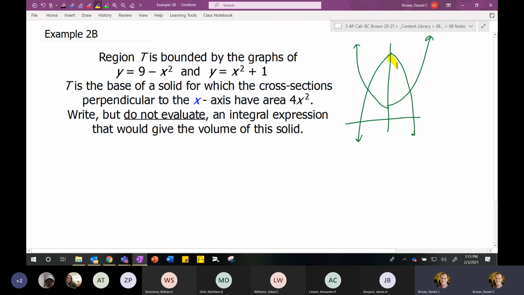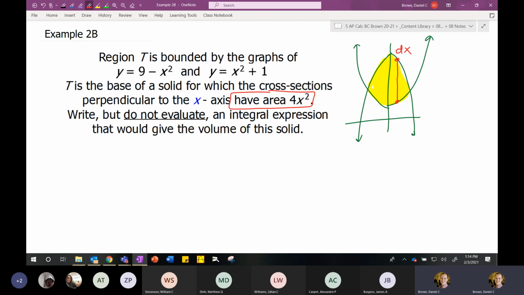What makes this one tricky, if we're reading along, is that T is the base of the solid, and the cross sections are again perpendicular to the x-axis. Since they're perpendicular to the x-axis, we still know this is going to be in terms of dx. But the weird part is that the cross sections have an area of 4x squared. It didn't tell us what shape these cross sections are, but don't overthink it. They're literally already giving you the area formula in terms of x.